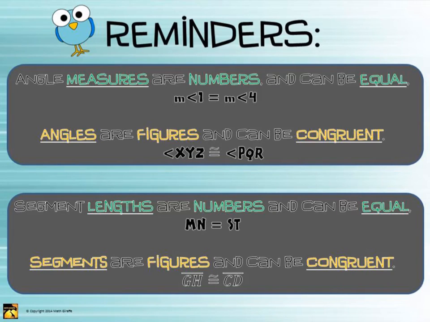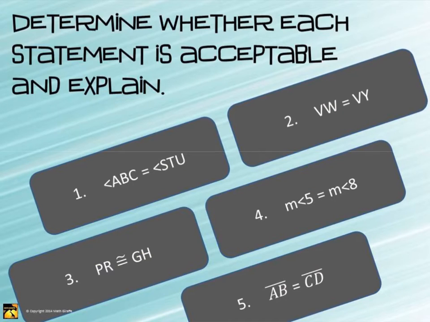Same thing with the lengths. Segment lengths are numbers and can be equal. You notice that there is no line above here. That is because we are actually talking about its length, its numerical value. But when you put the line on top, that is actually now talking about a segment, a figure. And those can be congruent. And so it's very important that we get those two down and not confuse them. Okay? So what I want you to do is see if you can determine whether the statement is acceptable and explain. So see if you can do that here. You may need to pause the video, and when you're ready to check it, you may go ahead and hit play.